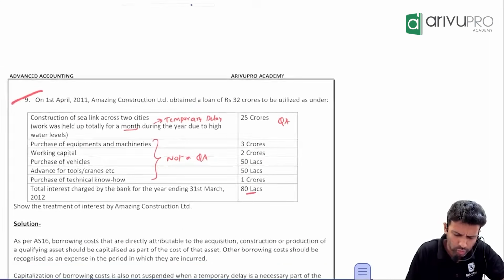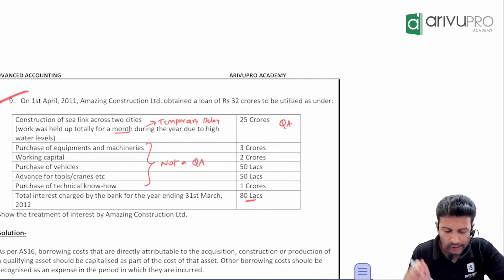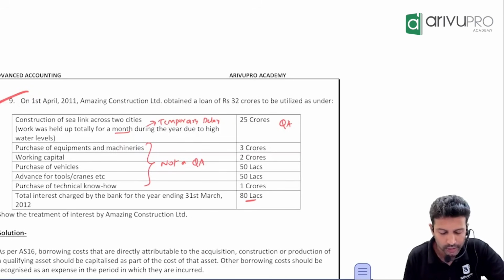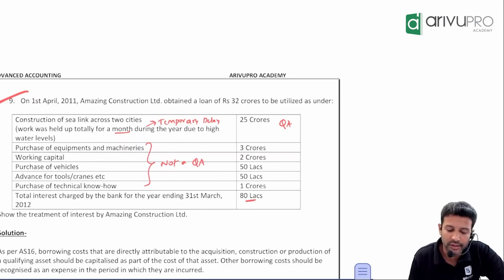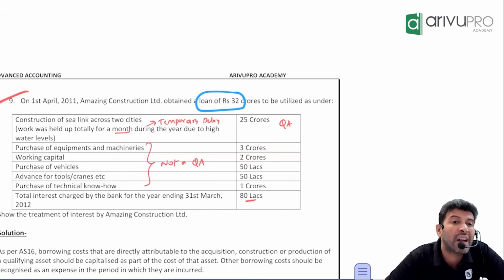Okay. This is also quite popular. This type has come quite a few times again. So let's run through this question. Easy, but quite popular from this topic. On 1st April 2011, Amazing Construction Limited obtained a loan of 32 crores to be utilized as follows. You have taken one loan, 32 crores, and it has been utilized for multiple purposes.